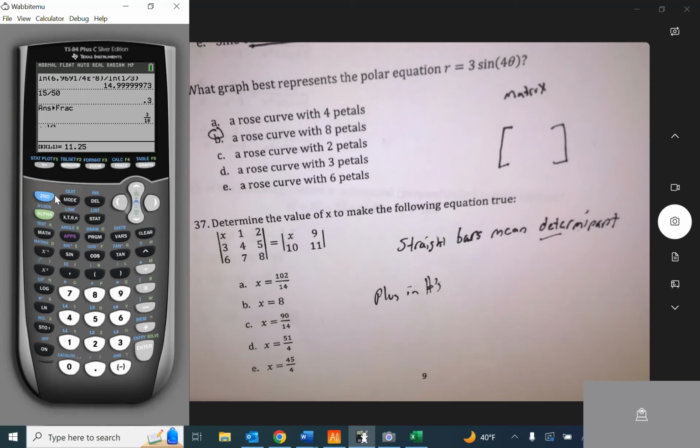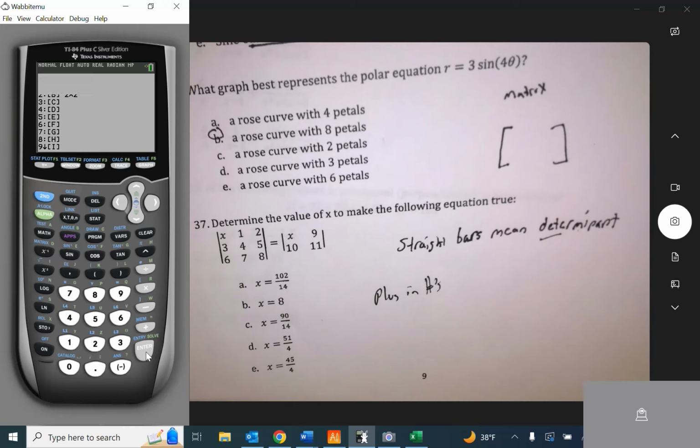Alright, let's see what the determinant of each of those matrices is. So second matrix, math, det. When x is 45 over 4, the determinant of matrix A is negative 33.75. Let's see what it is for B. Oh, that was close, man. So close. Alright, so I know 45 over 4 doesn't work.